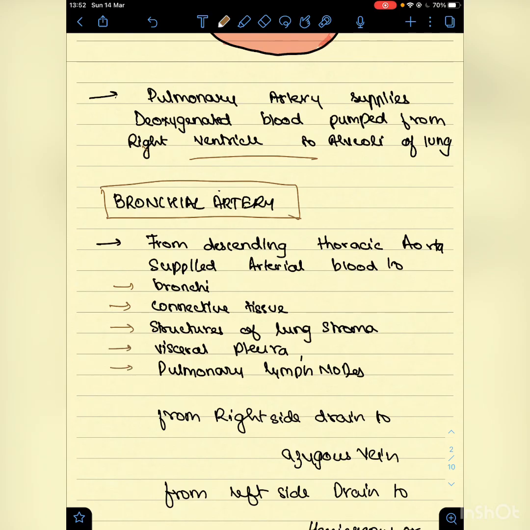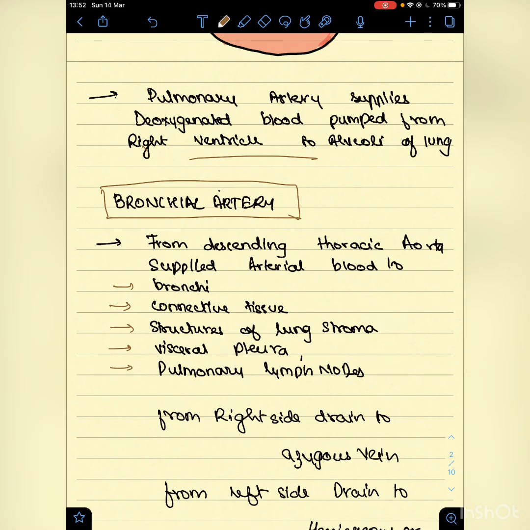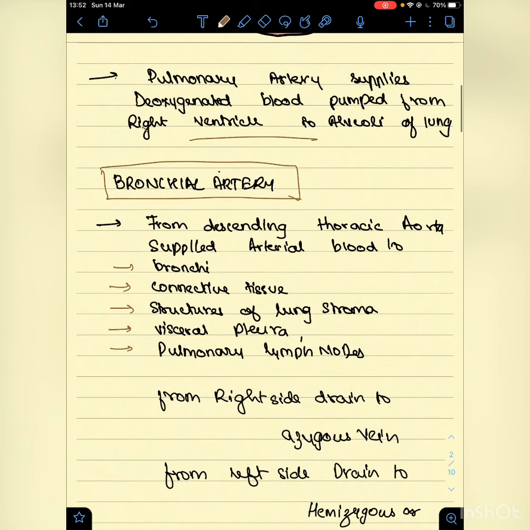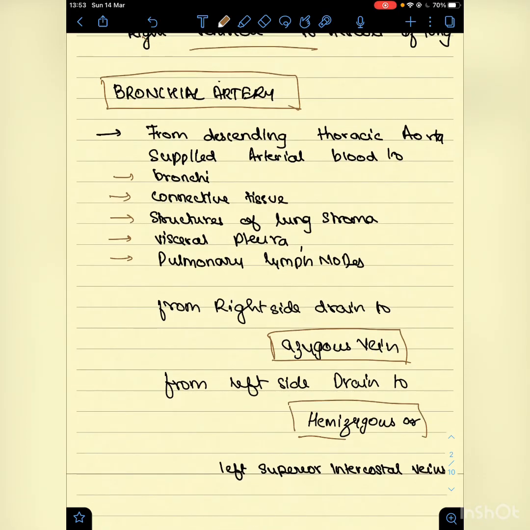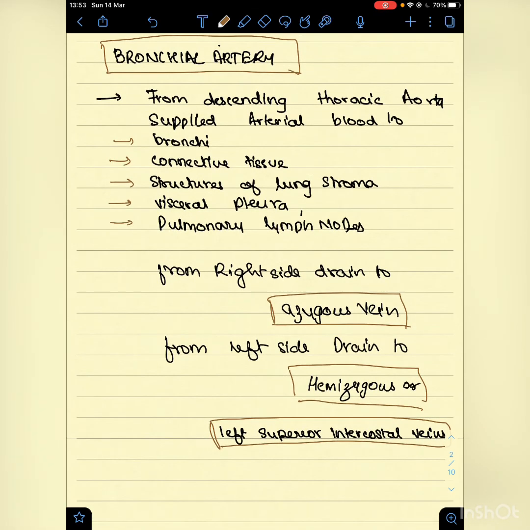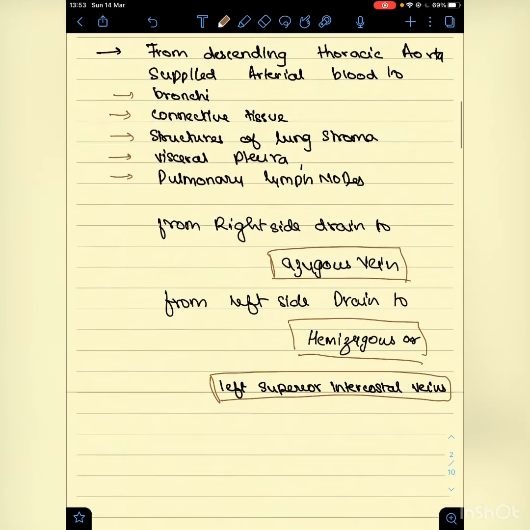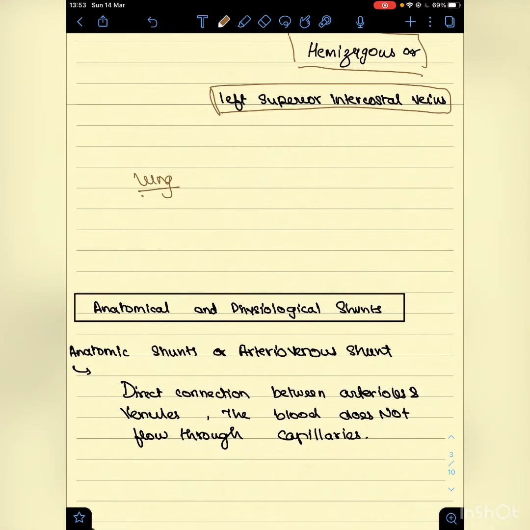And as we all know, the oxygenated blood goes to all parts of the lungs, so of course it requires nutrients and oxygen, and so the blood, after coming from all this area, is deoxygenated. From the right side here you can see the azygous vein drains it, and from the left side, hemiazygous or left superior intercostal veins drain the blood from the lungs. So the blood coming into these veins is deoxygenated blood, but there is no place where it gets oxygenated, so it directly gets mixed into the systemic circulation. It is called a shunt.